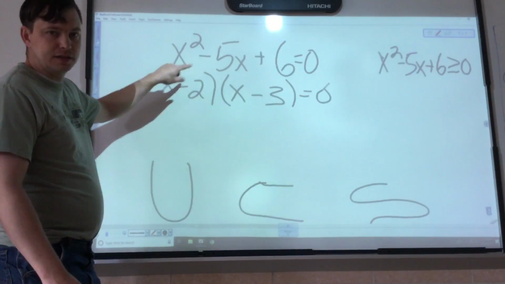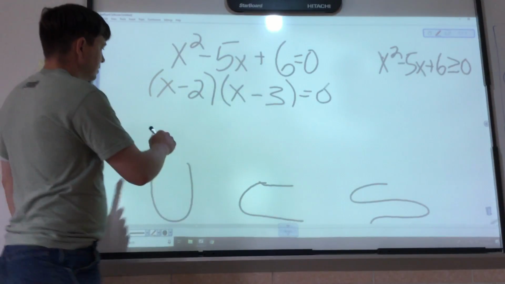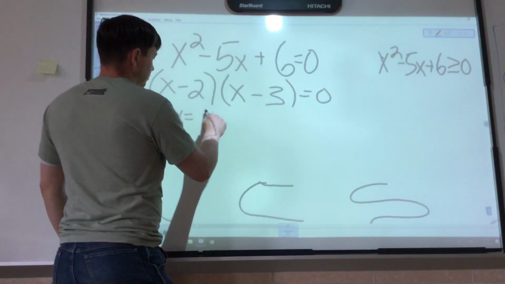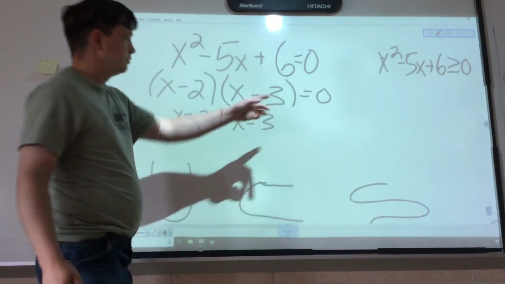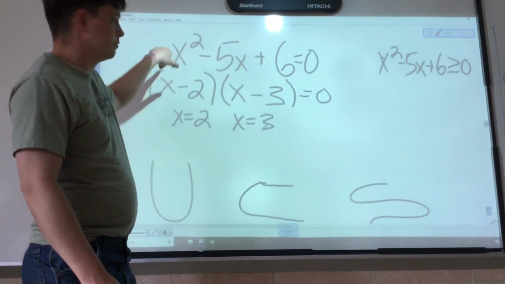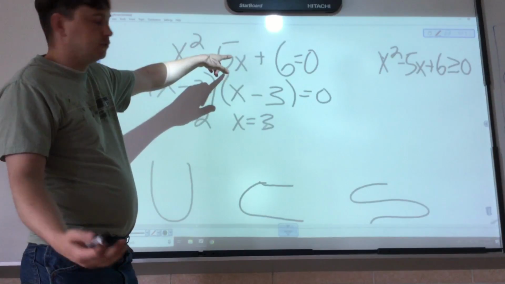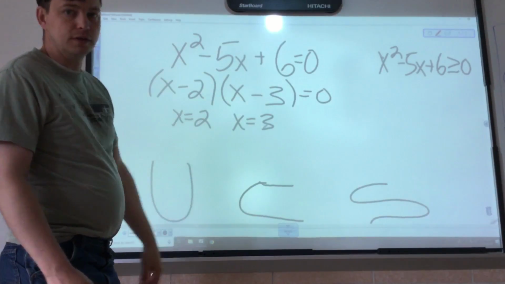So again, you guys are mostly at the point where you could do this in your head. 2 minus 2 would equal 0, so if x equals 2, or x equals 3, those would be your answers for when this is 0. You could plug a 3 in here for the x's, or plug a 2 in here, and you should get 0 either way. So that's that one.